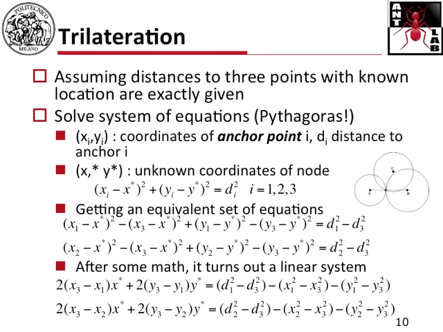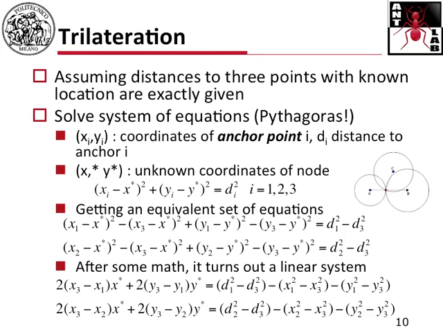Clear? So I have these 3 equations. I take the first equation and subtract the 3rd one. I take the second equation and subtract the 3rd one. What I get is an equivalent system by linear algebra, which after some tricks in maths and simplification turns out to be linear. So in the end, under ideal conditions, if the di's are perfect, you can localize by solving a linear system of equations. And the linear system of equations is down here.